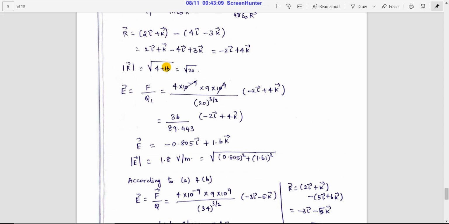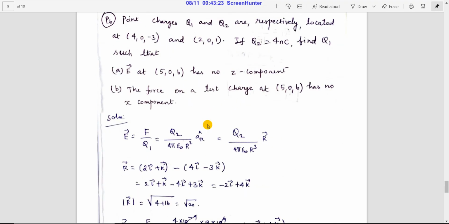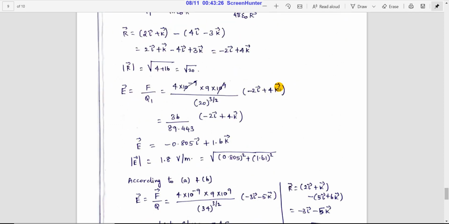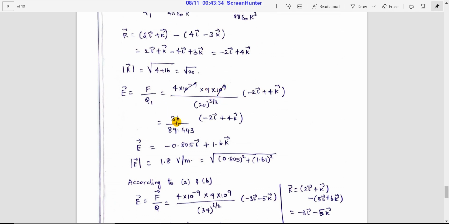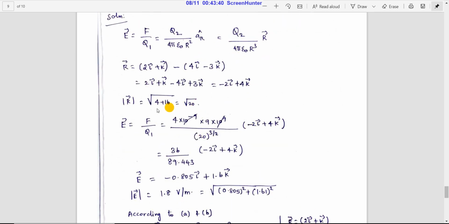So magnitude value is root of 2 square is 4 plus 4 square is 16. Value is root 20. So what is the value of the particular E vector? That is the force due to Q2. Q2 is 4 nanocoulomb, so 4 into 10 power minus 9. 1 divided by 4 pi epsilon naught can be written as 9 into 10 power 9 divided by R cube. So R cube is R vector, that is the magnitude is root 20. So R cube is 20 power 3 by 2.